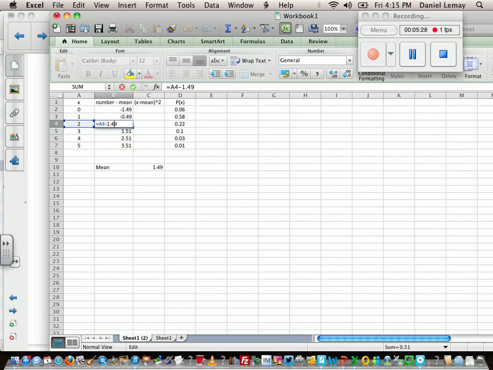Right, so now I have to square each of those values or multiply them by themselves. So you do equals for the formula. I'm going to click on that cell, and I'm going to raise it to the second power, caret 2. And that squares everything.